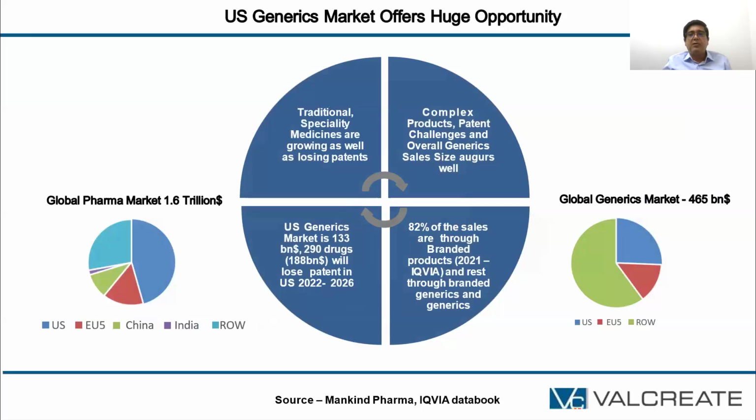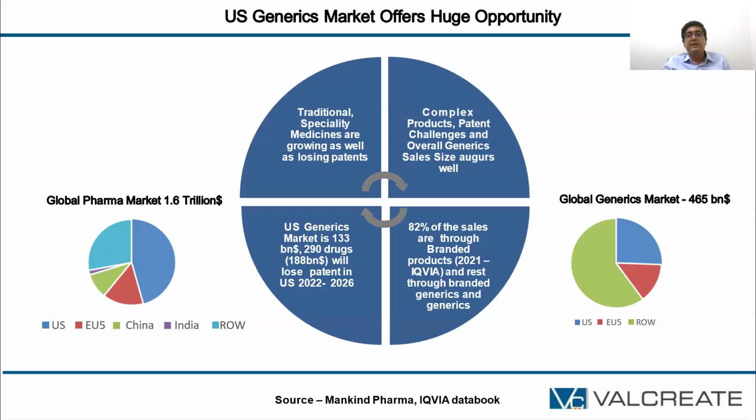What is the US generic market opportunity now? If you look at the global market, it is a 1.6 trillion market, and the global generics market is a $465 billion industry. US as a market would be about $550-600 billion industry, almost 40% of the global industry. But within that, the generics market is a $133 billion industry. And the patented industry is around $400-450 billion right now, out of which $188 billion of drugs are going off patent between 2022 and 2026. So they will become generic.